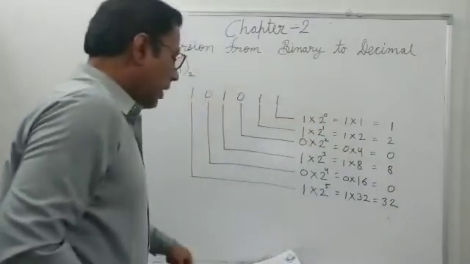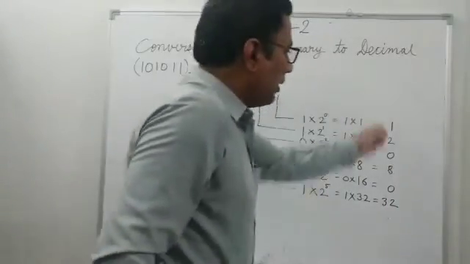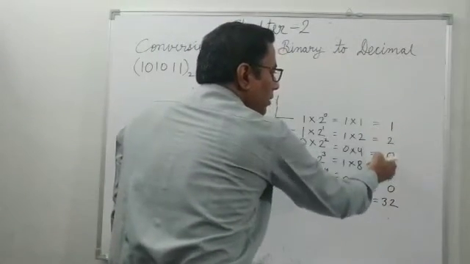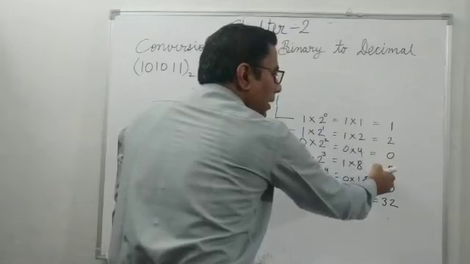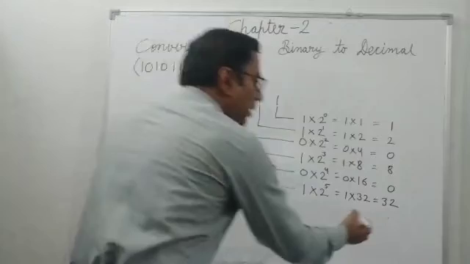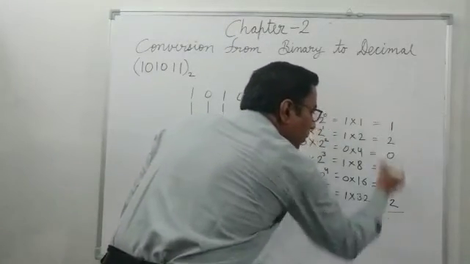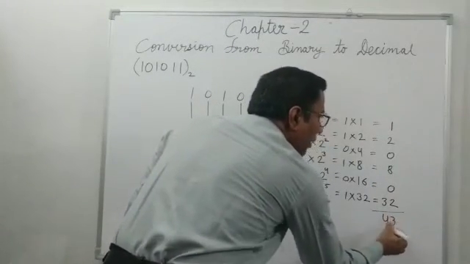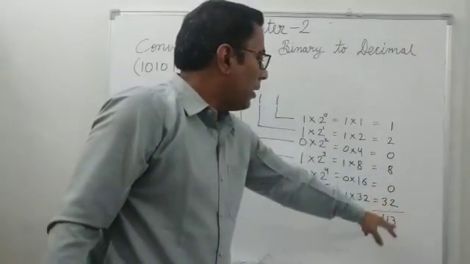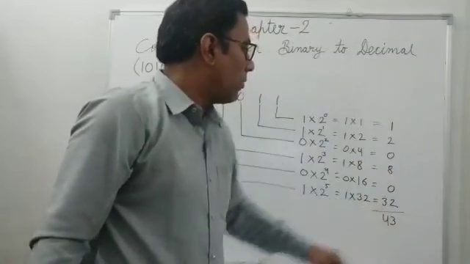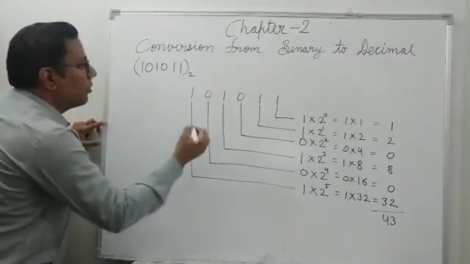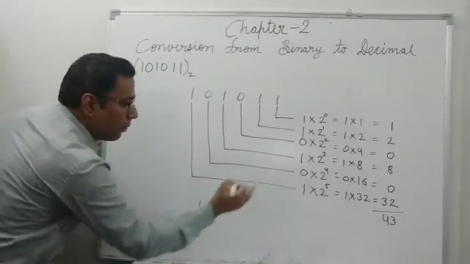Now you have to add all the digits. 1 plus 2 equals 3, 3 plus 0 is 3, then 3 plus 8 is 11, 11 plus 32 means 43. So the addition of all the numbers is 43. So the conversion of this binary number to the decimal number system is 43.